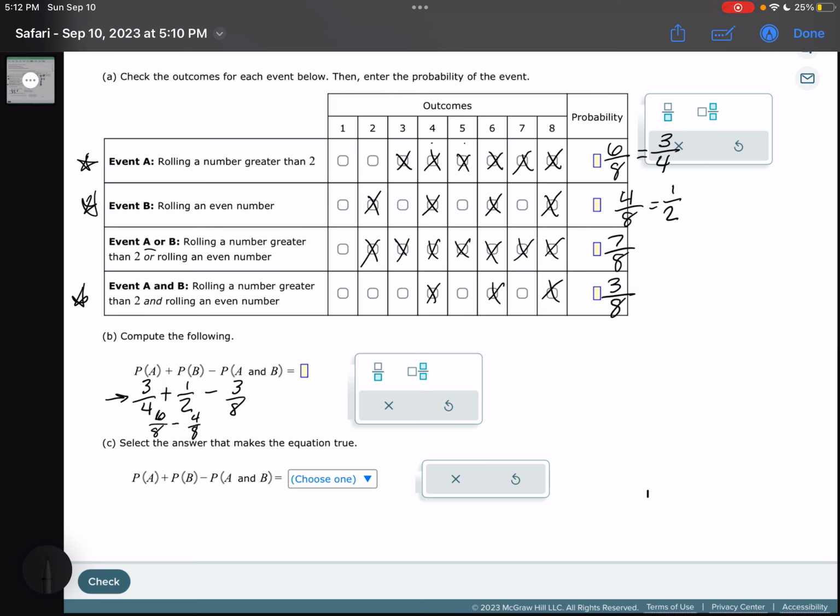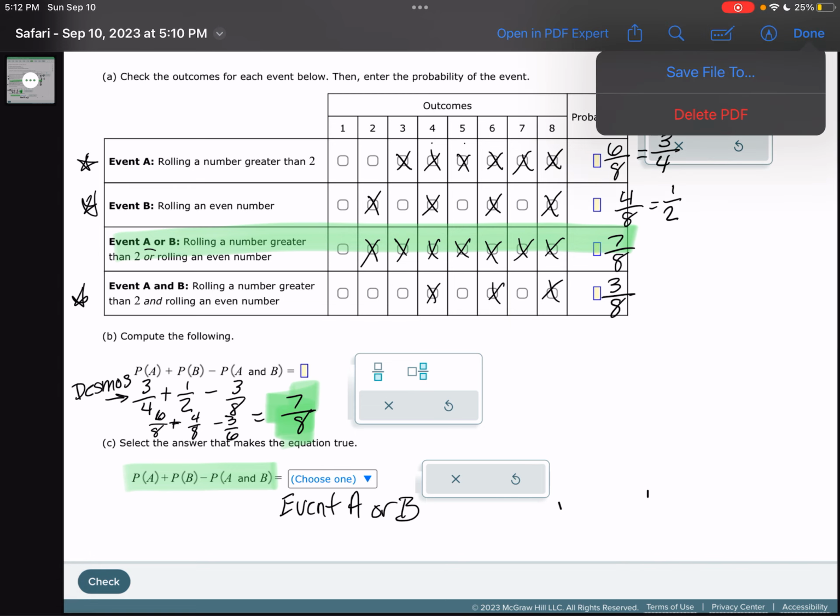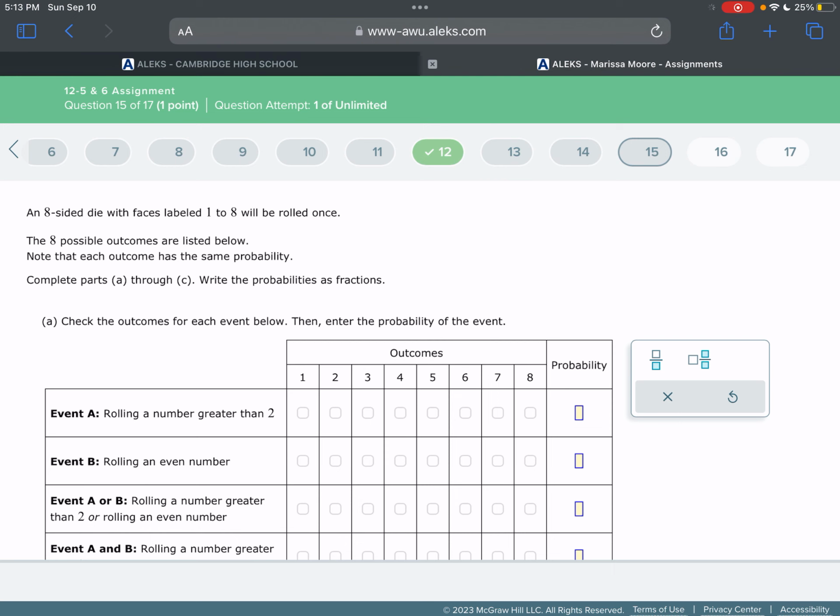Again, you can just throw this into Desmos. I just don't have it pulled up, so I'm not. And then minus 3 out of 8. 6 plus 4 is 10, minus 3 gives us a total of 7 out of 8, and then we are asked where we see that again. So I'm looking for where else I get that 7 over 8, and I get that 7 over 8 right here with A or B. That would be your answer there. 16.